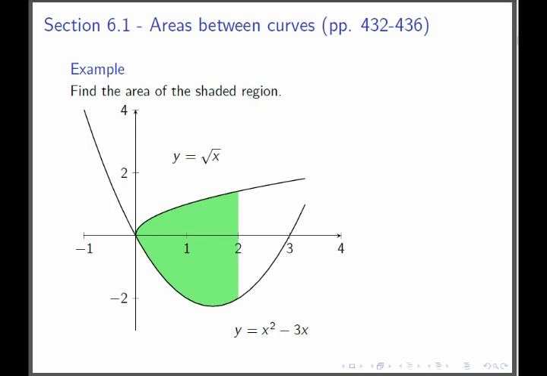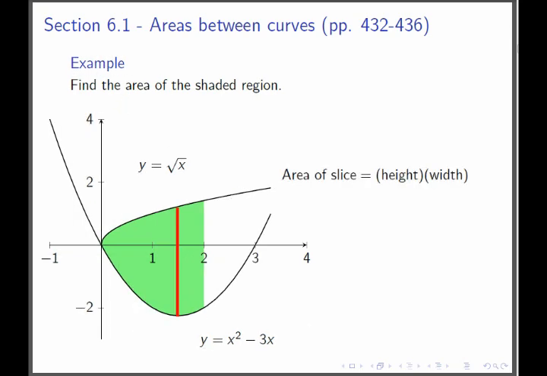So, for example, let's look at this. Let's try to find the area of the region bounded between the square root of x and x squared minus 3x, where x ranges from 0 to 2. So the approach is to slice this region up into infinitesimal pieces. We're going to slice this up into vertical slices of infinitesimal width, vertical rectangles if you like.